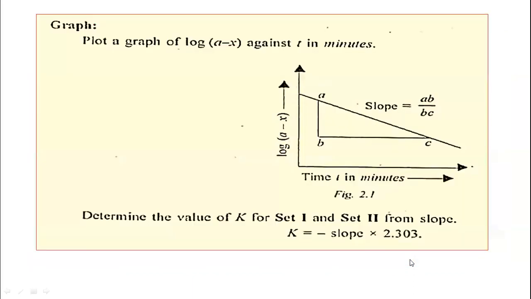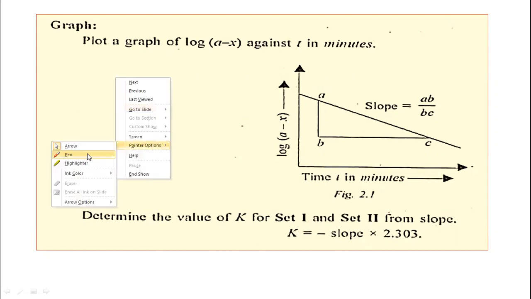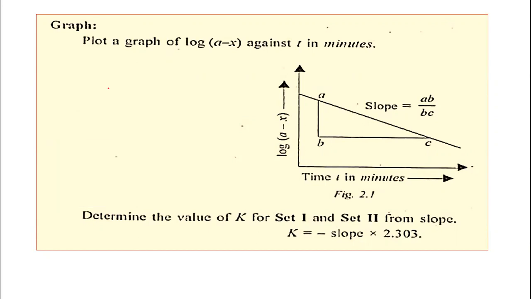Okay, so let us see now. We have to plot the graph here in this experiment, and using the graph we can determine the rate constants K1 and K2. So we are going to plot the two graphs here, for set 1 and for set 2.